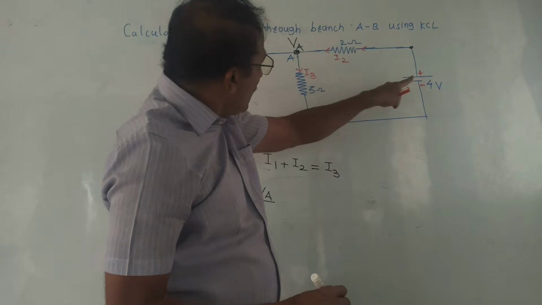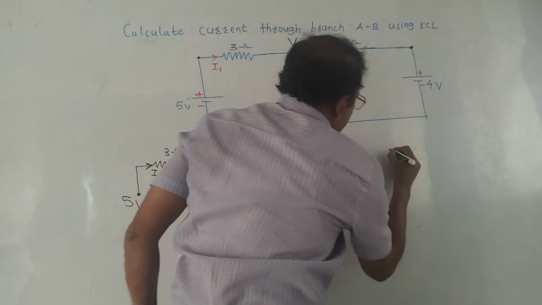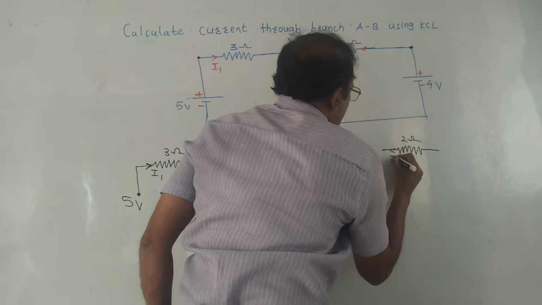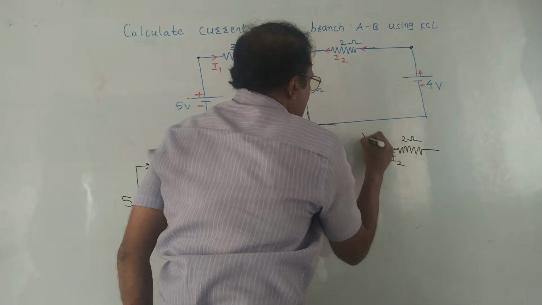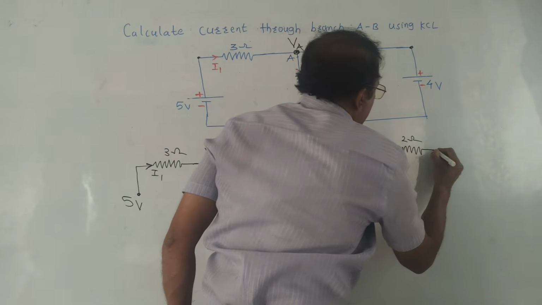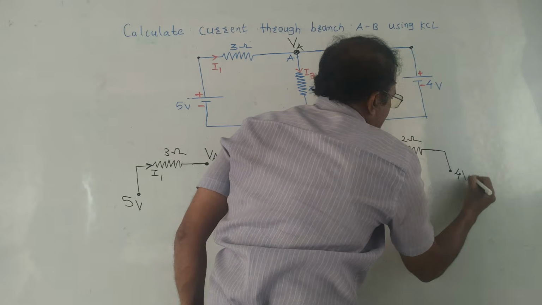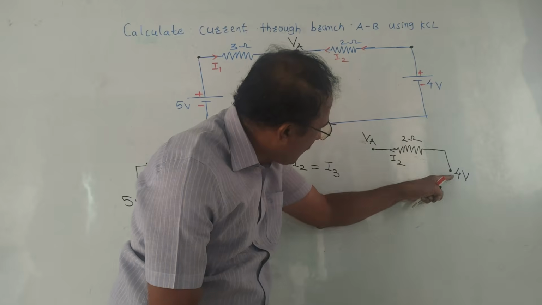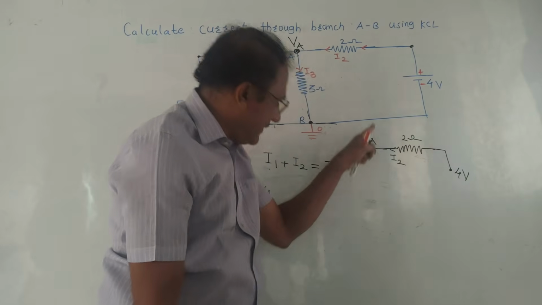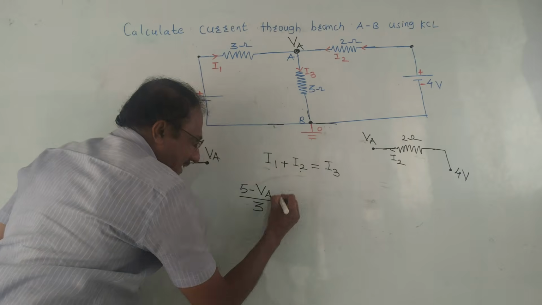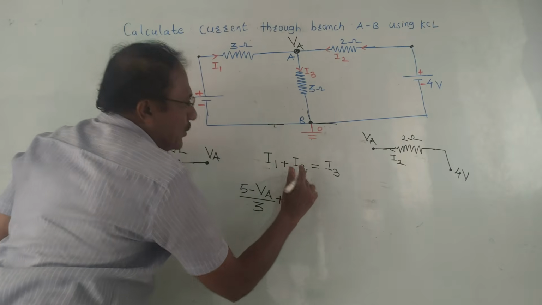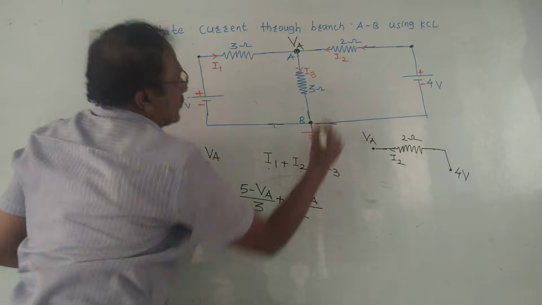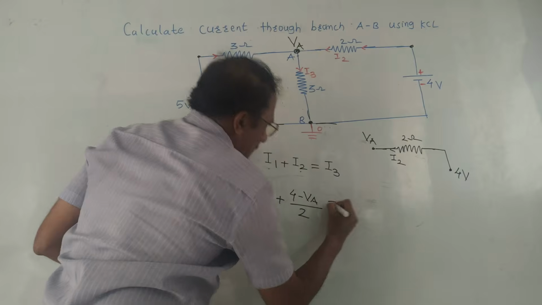Same way, if I want to write the equation for I2, look at I2. Again, I will draw a separate diagram. This resistance is 2 ohm through which current I2 is flowing. At this end, there is a node whose voltage we have assumed equals VA. At the other end, we have a battery whose value is 4 volt. We have considered the direction of current I2 from 4 volt to VA. So 4 is larger than VA. So the equation of current I2 is 4 minus VA upon the value of resistance, which is 2.